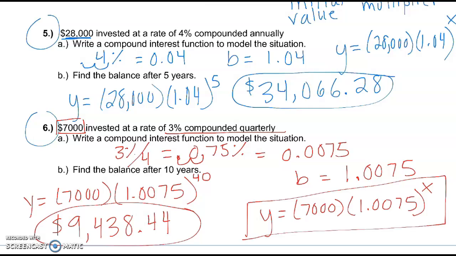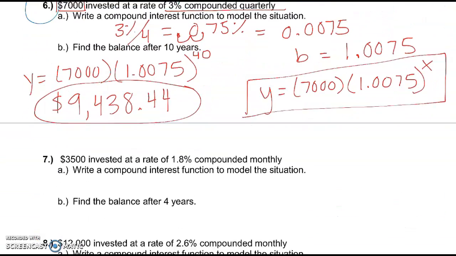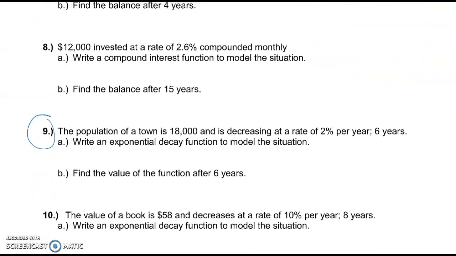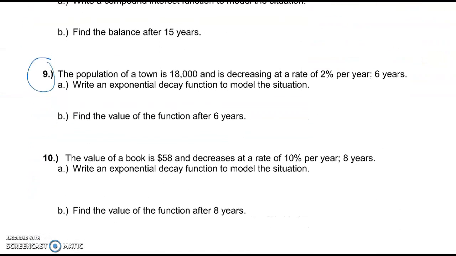So we did an exponential growth that was compounded annually. We did an exponential growth that was compounded quarterly. Now let's take a look at one that is exponential decay. So let's go down to number 9. It says the population of a town is 18,000 and it is decreasing at a rate of 2% per year. And then they're going to ask us, what is the value after 6 years? So we're going to write our exponential decay function. All right, so let's see, we know our starting value, 18,000. Now we have to figure out our multiplier.